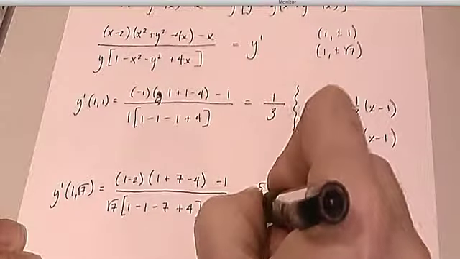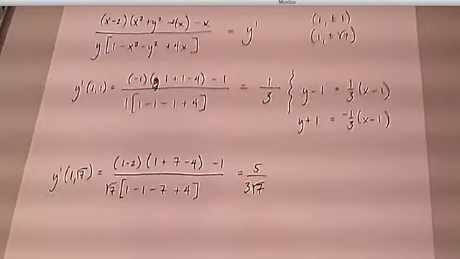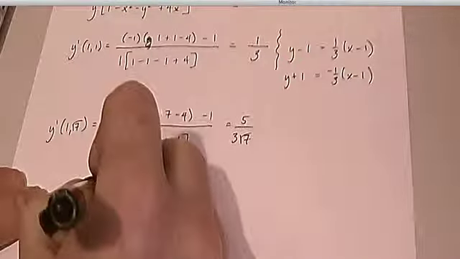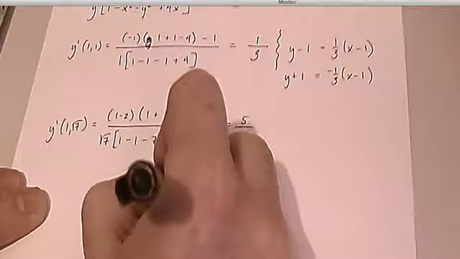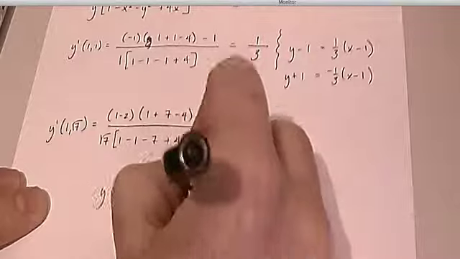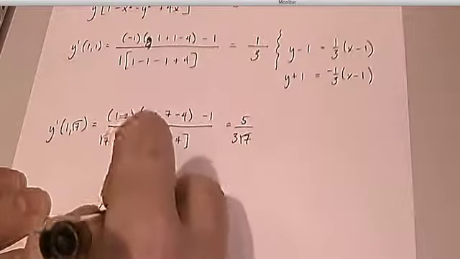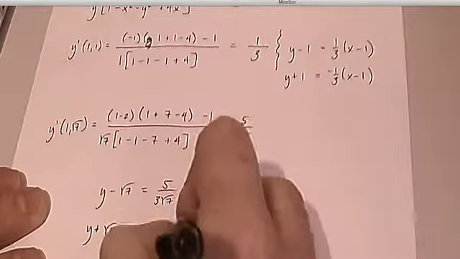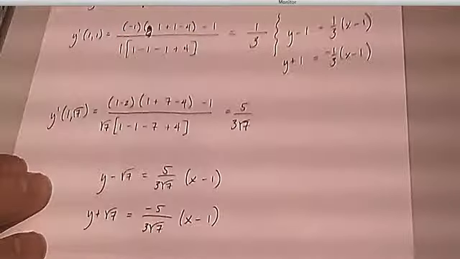This is 5 over 3 root 7. And so the equations of the corresponding tangent lines are y minus root 7 is equal to 5 over 3 root 7 times x minus 1, and y plus root 7 is equal to negative 5 over 3 root 7 times x minus 1. And then I'm done. And it didn't take me a whole lot of time.